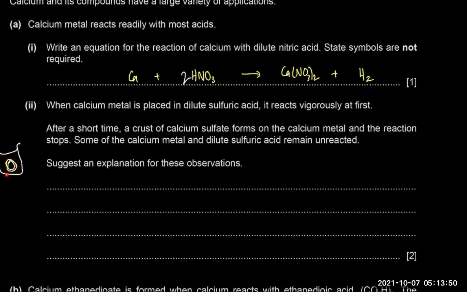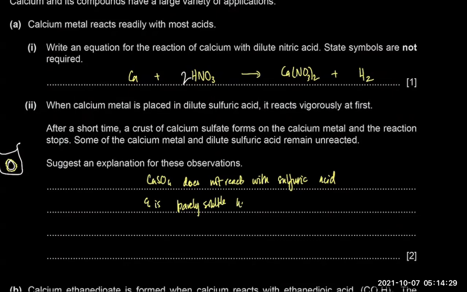It's partially soluble. So what happens is once the crust forms, it essentially protects the metal on the inside. This is similar to what happens with aluminum in air. The oxide layer forms on top, so the metal underneath is preserved, right? So what's happened is that calcium sulfate does not react with sulfuric acid, and is insoluble or barely soluble. Hence the crust protects calcium from reaction. So it prevents Ca from reacting with sulfuric acid.